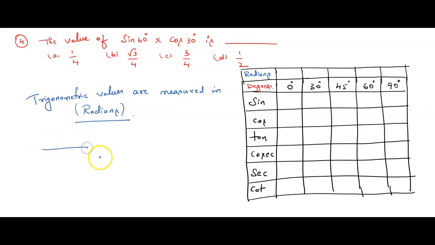Example, if we have some length, we measure in meters or in centimeters. If any volume is there, we measure in liters or in meter cube, right? Similarly, if we want to measure any trigonometric values, we measure that value in radians.